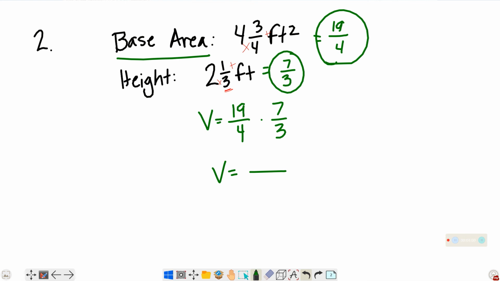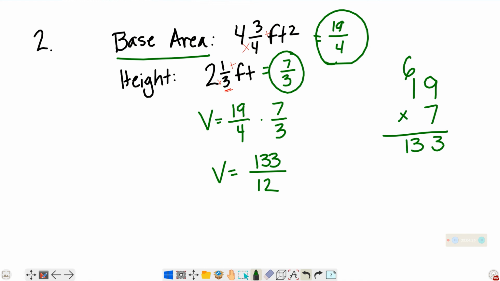I know 4 times 3 is 12, but I'm not too sure about 19 times 7 yet. 7 times 9 is 63. 7 times 1 is 7, plus 6 more is 13. This is 133 over 12.